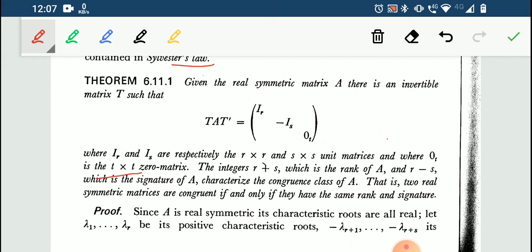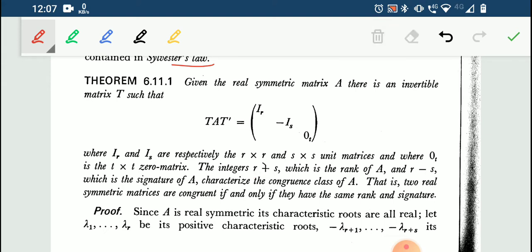If you want to tell the rank of any matrix, it is the number of non-zero rows. So this one is a 0 row, and we have non-zero rows only in these two blocks. So that will be r plus s, which is the rank of A, and r minus s, which is the signature of A.